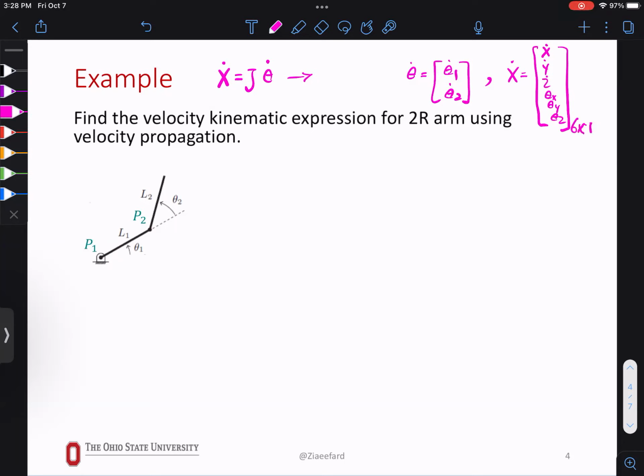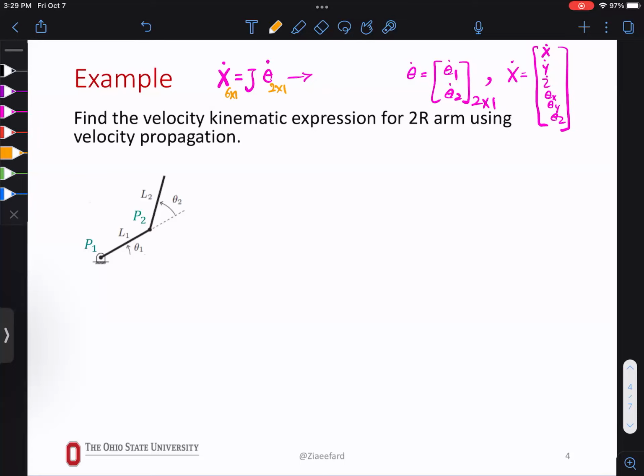So this is 6 by 1. This is 2 by 1. This is 1 by 6, 6 by 1. How do you say that one? 1 by 6? No, 6 by 1. You say 6 rows, 1 column. What should be the dimension of your Jacobian for this to be mathematically correct? 6 by 2, right?